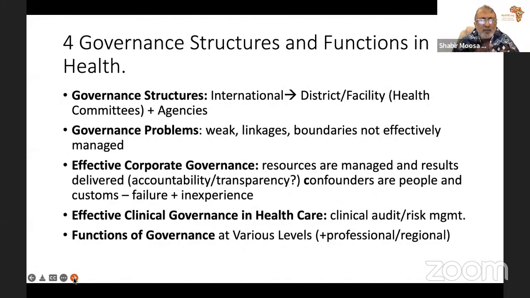So you can easily put a lot of the material within this module into simpler concepts. I try to follow the text of it, but it can be made simpler by gathering this information in a tighter arrangement. Effective governance is about managing results being delivered, having accountability and transparency. And often the real problem is people and customs. This is a challenge we have, and we make it effective by clinical and risk audits and risk management processes. And I think we've got different functions across government to help that happen.